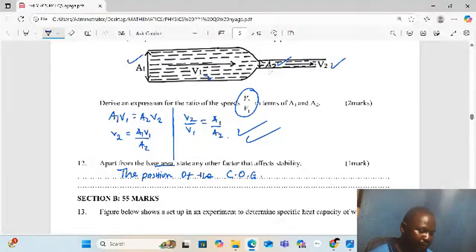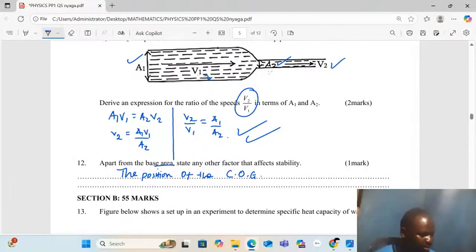We can move to section B, which is of 55 marks. We can touch a few questions where this one will be depending on the ability and the sustainability of our. So a minute.